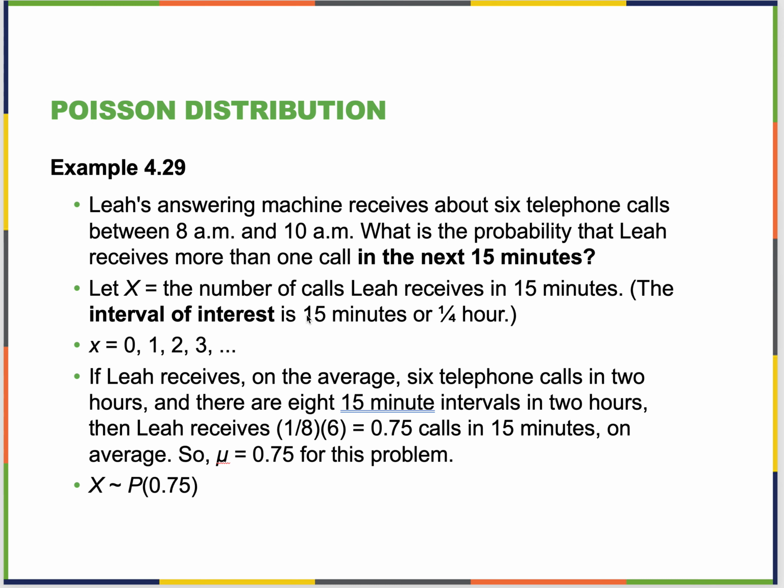She receives an average of 6 phone calls in 2 hours. Well, there are 8 15-minute intervals in 2 hours, so let's look at it this way. She gets 1/8 times 6, or 0.75 calls in 15 minutes. So mu is 0.75. They multiplied these two numbers together, the average that she got times 1/8. So now mu is 0.75 for this problem. So this distribution is, capital X is distributed Poisson with a mean of 0.75. That's what we have: Poisson 0.75.